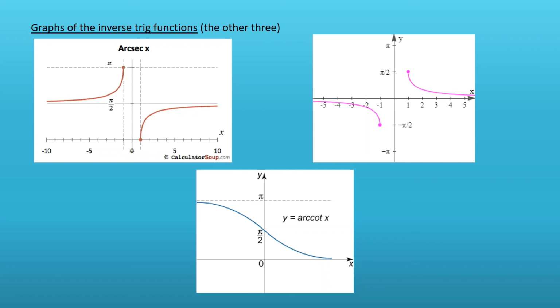Here is the inverse cotangent graph. It is bounded by the x-axis, or 0, and 180. That's the inverse cotangent graph.